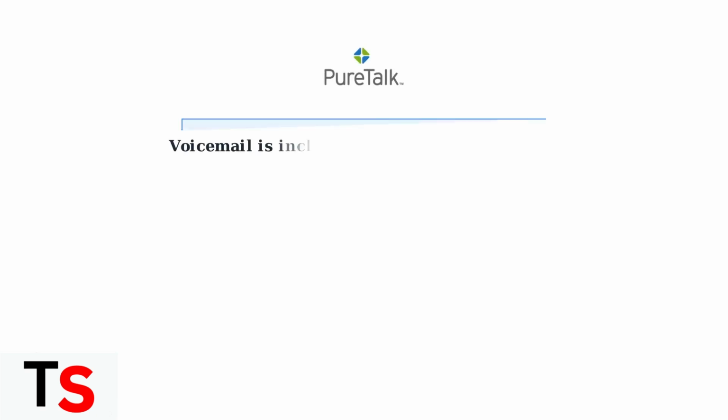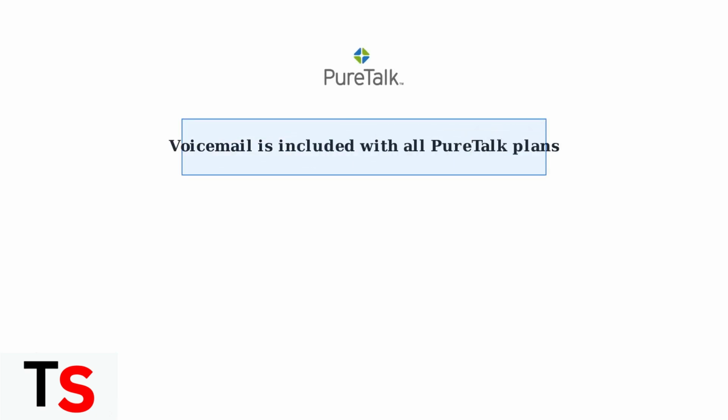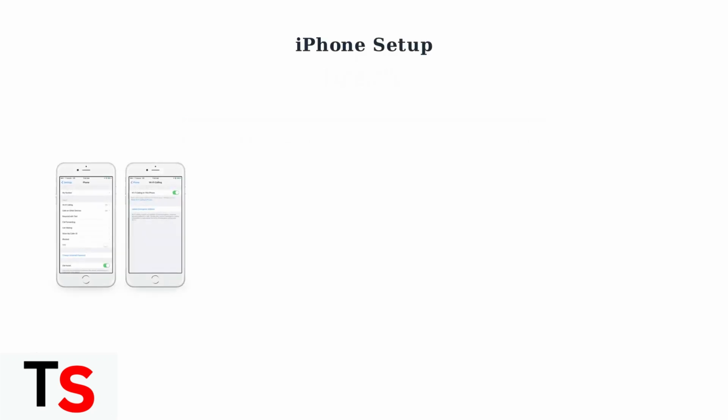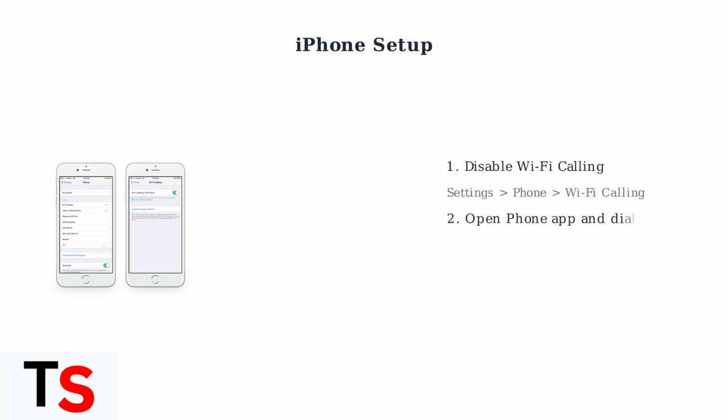PureTalk includes voicemail with all their plans. Setting up voicemail is straightforward on both iPhone and Android devices. For iPhone users, start by disabling Wi-Fi calling in your settings.